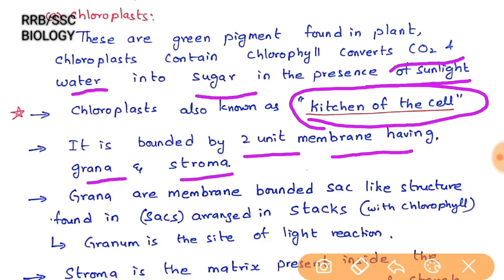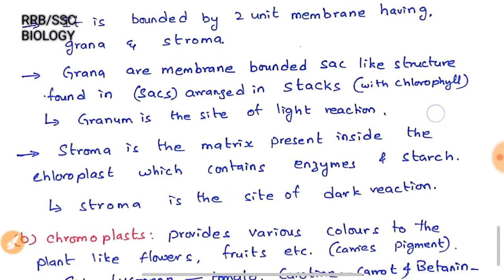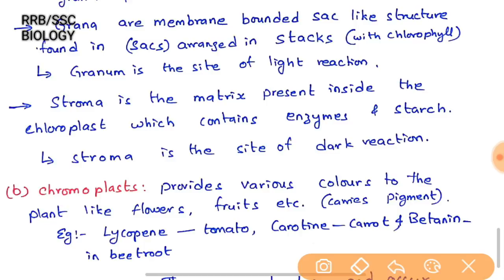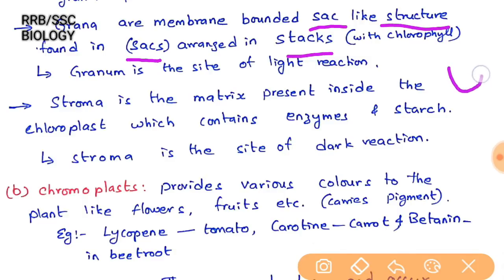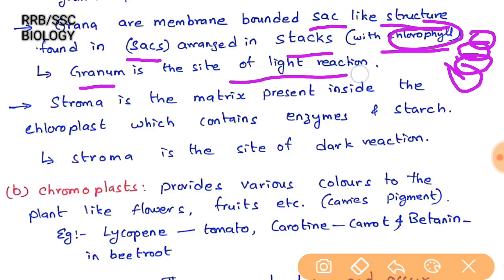Chloroplast has grana and stroma. Grana are membrane bounded sac-like structures arranged in stacks. Friends, sacs means some bag-like structure. Okay friends, these are arranged in stacks. Stacks means one above the other, very closely placed. Granum contains chlorophyll. Where there is chlorophyll, granum is the site of light reaction, photolysis.